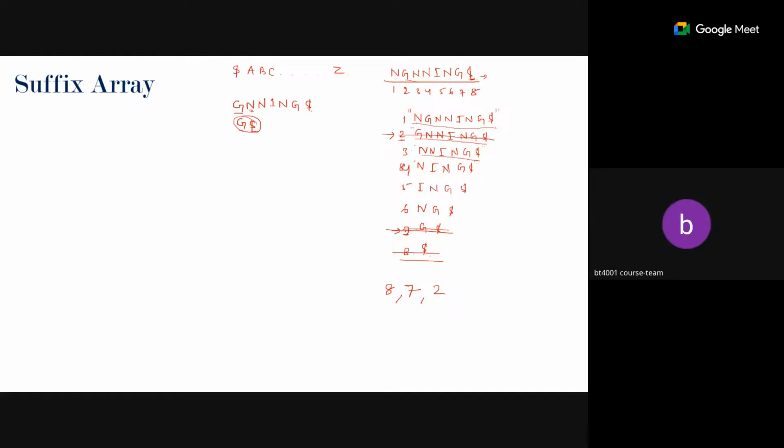A, B, C, D, E, F, G, H, I, J, K, L, M, N. A, B, C, D, E, F, G, H, I. So I precedes N. We don't have I here, this is N, this is N, this is I. So we will be using this. So 5 will come next, right?